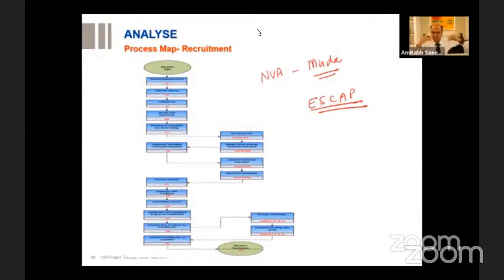I have given a very good example also, which we actually applied in one of the HR processes of a petrochemical company. We did that. So I have given that example also there. You can use the ESCAPE technique.